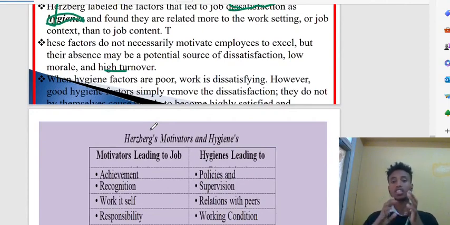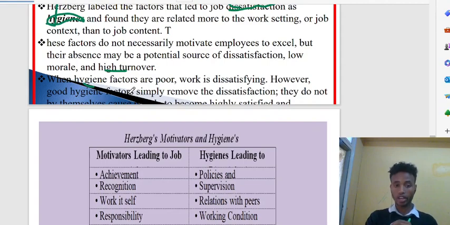When hygiene factors are poor, work is dissatisfying. Good hygiene factors simply remove that dissatisfaction; they do not by themselves produce job satisfaction.